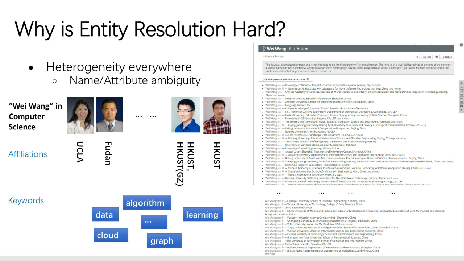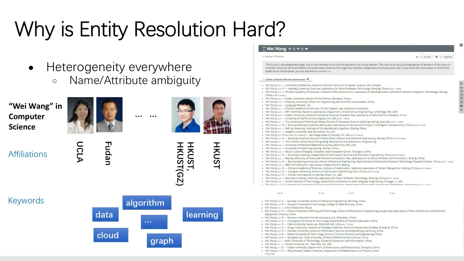In fact, if you look at the last two, the third picture is myself, and I was previously and am currently affiliated with HKUST and also HKUST Guangzhou. And there is another Wang in the CSC department who is also affiliated with HKUST. So you can see that this creates an even more challenging scenario for many of the disambiguation methods.